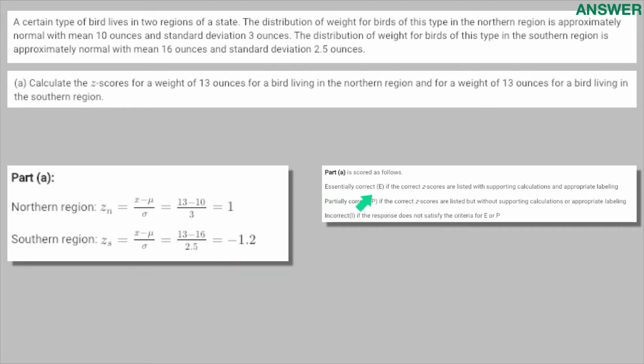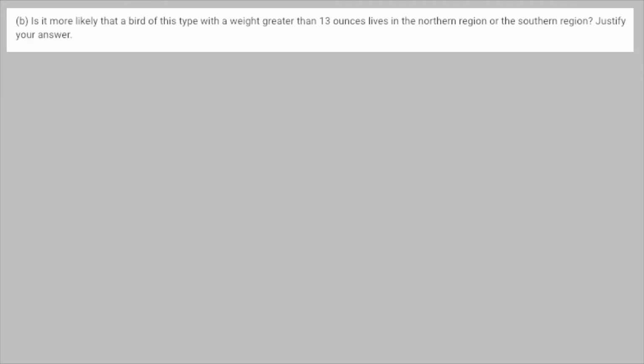And the answers are essentially correct if z-scores are listed with supporting calculations and appropriate labeling. Make sure that you do those two things. It's not a difficult calculation, but you must show work and show labels.